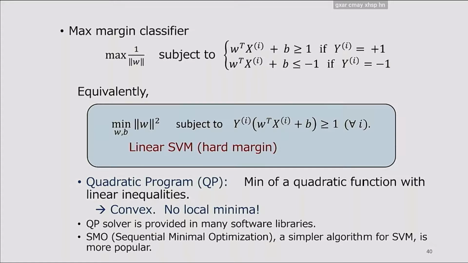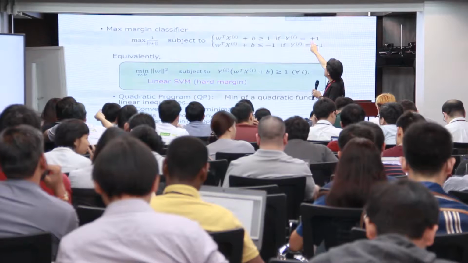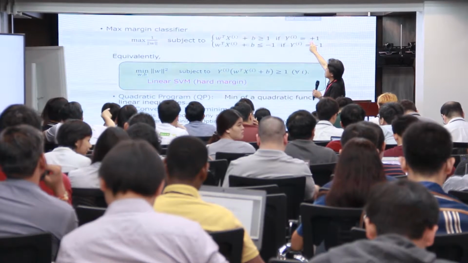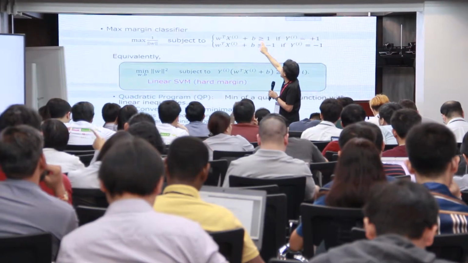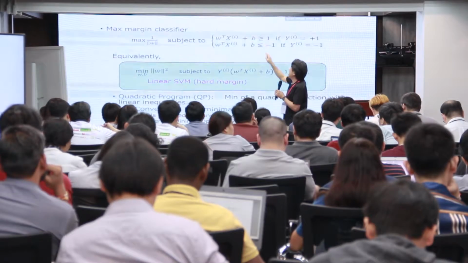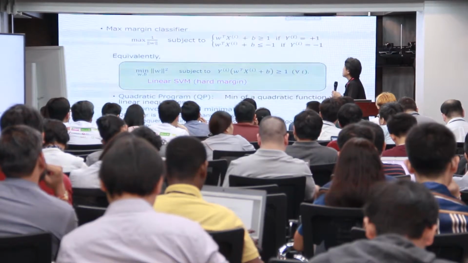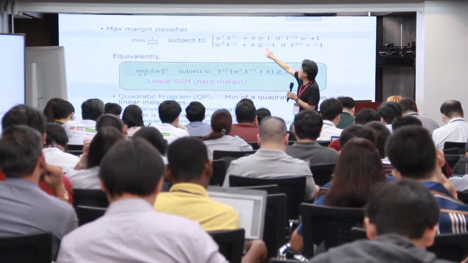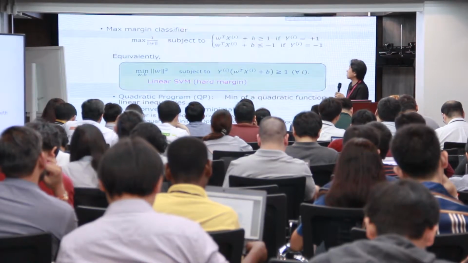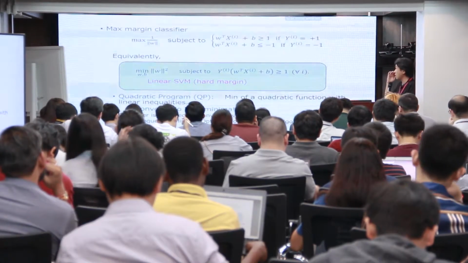And the constraint is here. All the points in the +1 class should take the value equal to 1 or greater than 1. And the -1 class has the opposite direction, equal to -1 or less than -1.